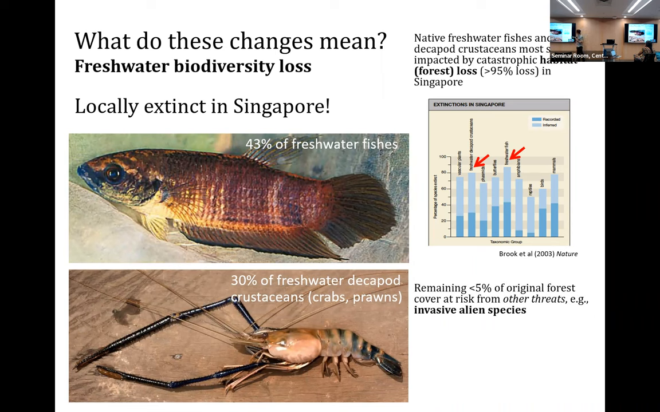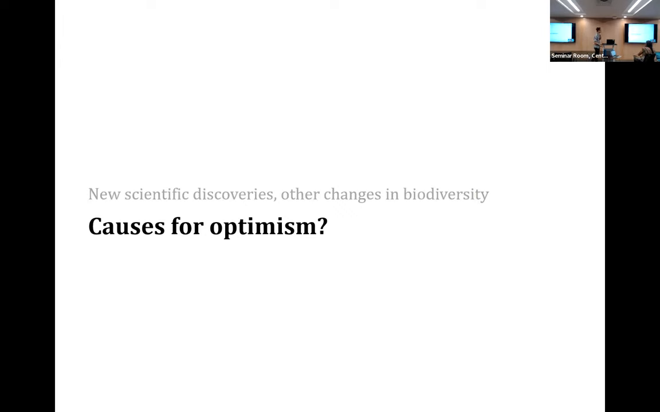And the remaining 5% of our original forest habitat that has streams and all that is still under threat. Maybe not so much from forest loss, because now we've already lost most of it and we're just trying to protect and keep good what we have. But the remaining one still is under threat from other factors, like invasive species, for example. So is that cause for optimism? Because all this sounds quite depressing, right? But I think there's some cause for optimism based on what we've seen.